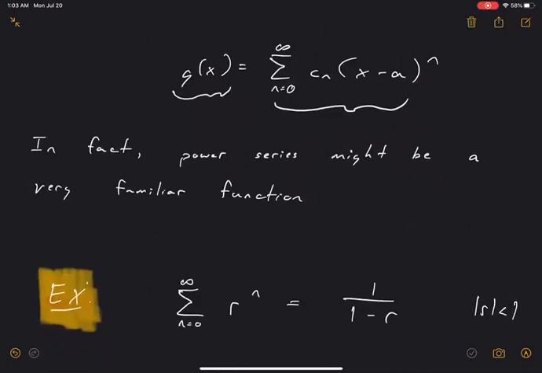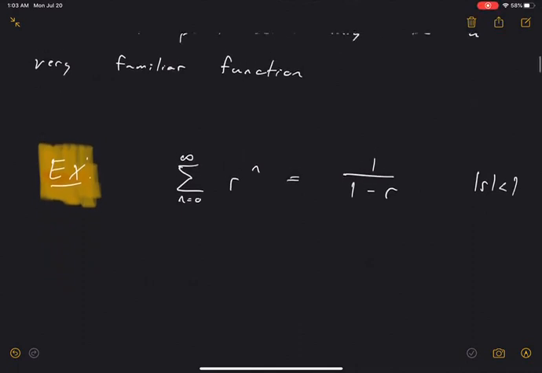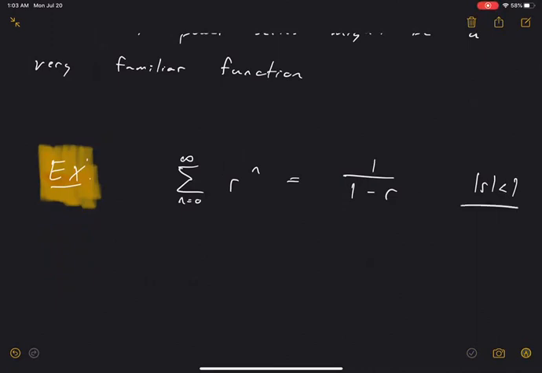What do I mean by that? Think about this series. This is the geometric series, r to the power n. And there's no x's, right? This is just our standard 11.2 through 11.6 understanding of a series. So I have a geometric series, r to the power n. And remember, this converges when the absolute value of r is less than 1. And when it converges, it has this sum.